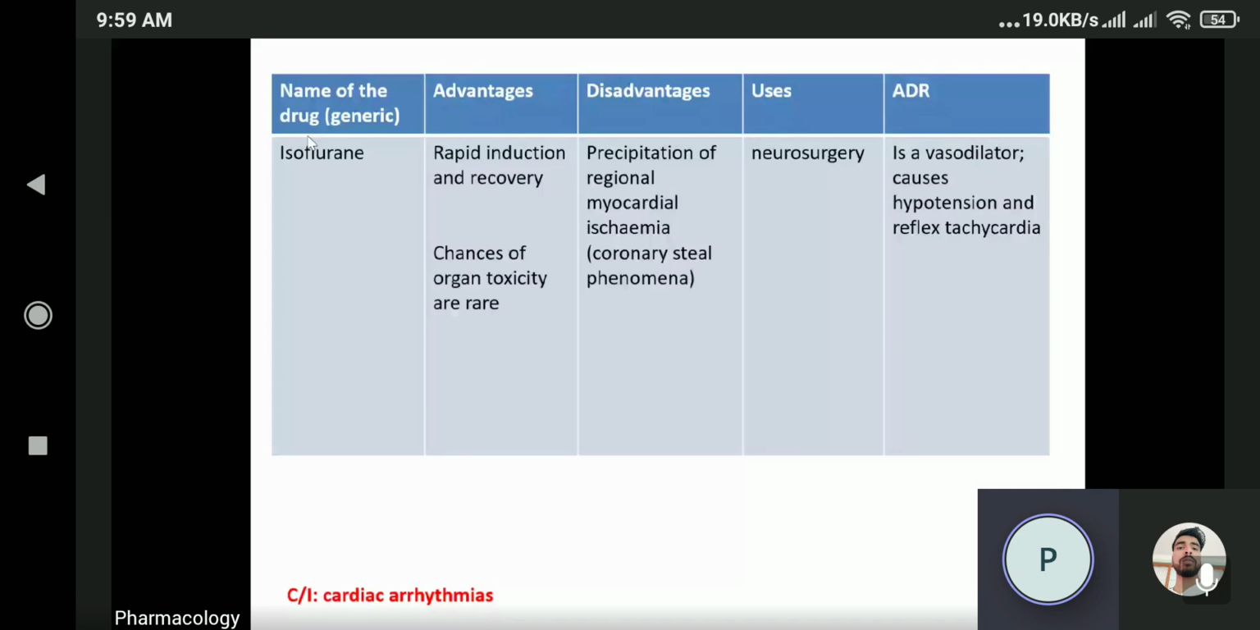And since these are vasodilators in nature, they are bound to cause effects like hypotension. And as a reflex to maintain that, there will be a reflex tachycardia. So they are not used for conditions like cardiac arrhythmias, which is an absolute contraindication for the drug. So next drug is desflurane.